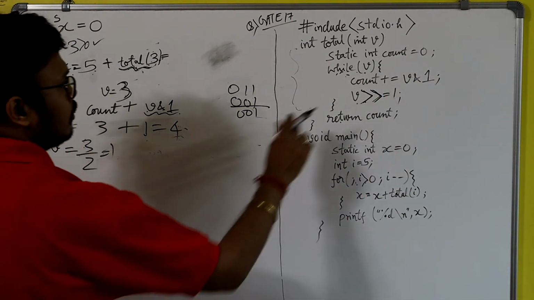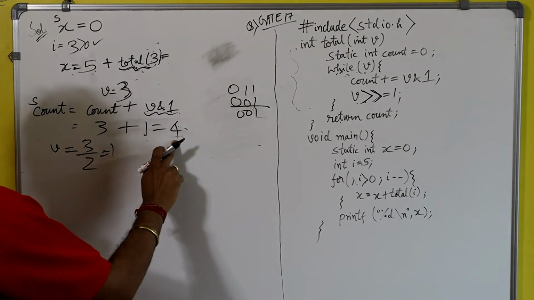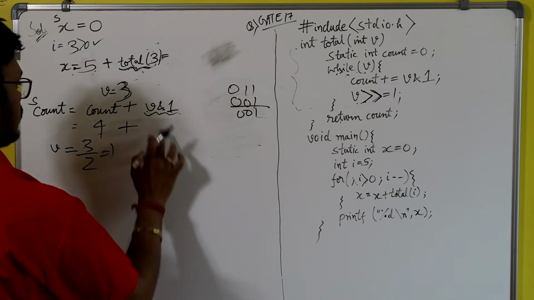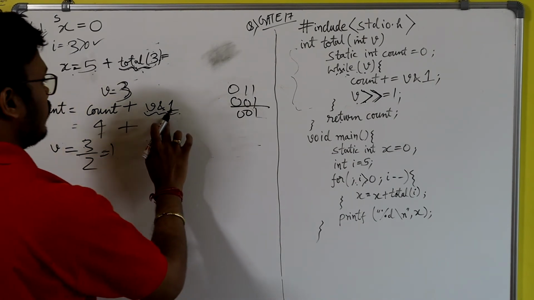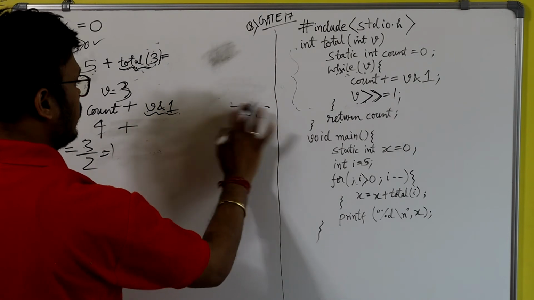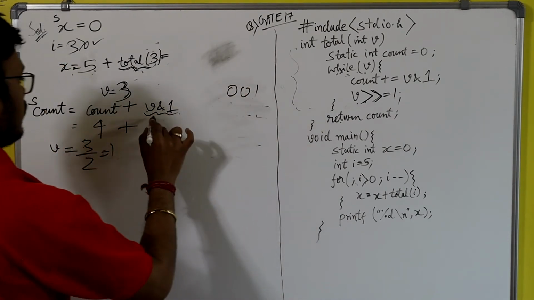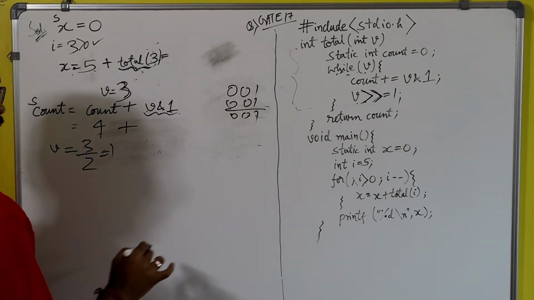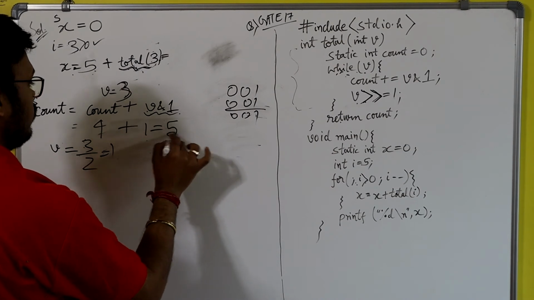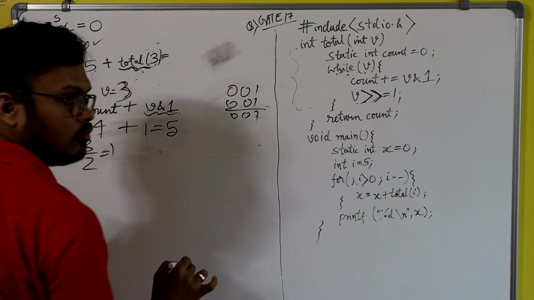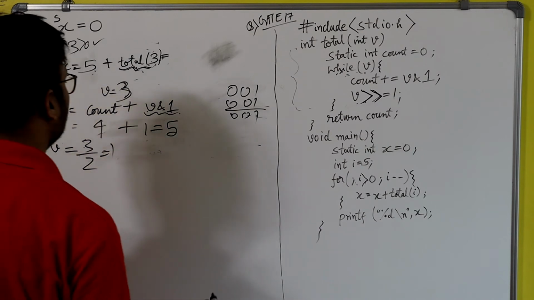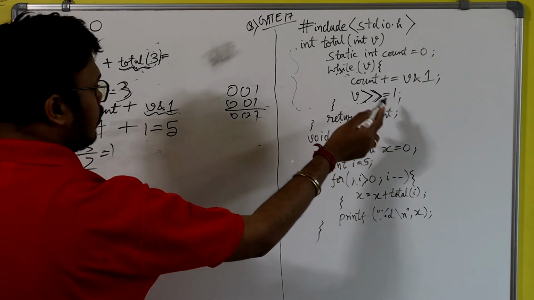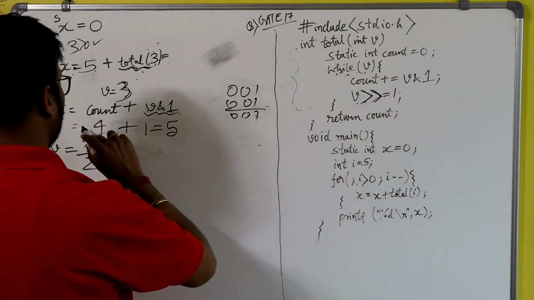What is the value of count here? The value of count is 4. So let's write 4 in place of count and just solve this line. What is the value of v now? The value of v is 0, 0, 1, and 1 and 1. So 1 and 1 is obviously 1. Okay. So 4 plus 1 is equal to 5. Fine. Yes, the value of count has become 5.